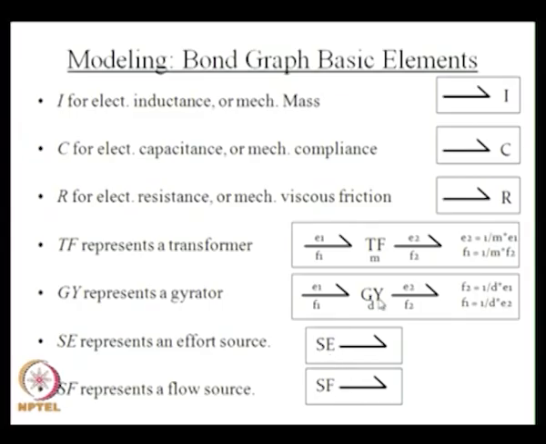Then you have a gyrator, which represents the relationship between the effort and flow, that is, the input effort and the output flow, and similarly the input flow and the output effort. That can be represented using a gyrator element. And then you have the transformer element, which relates the efforts, E1 and E2, and the flows, F1 and F2. We have other power consuming elements I, C and R. So I, C and R are the power consuming elements, and these are the source effort and source flow elements. These are the basic elements needed for bond graph modeling.